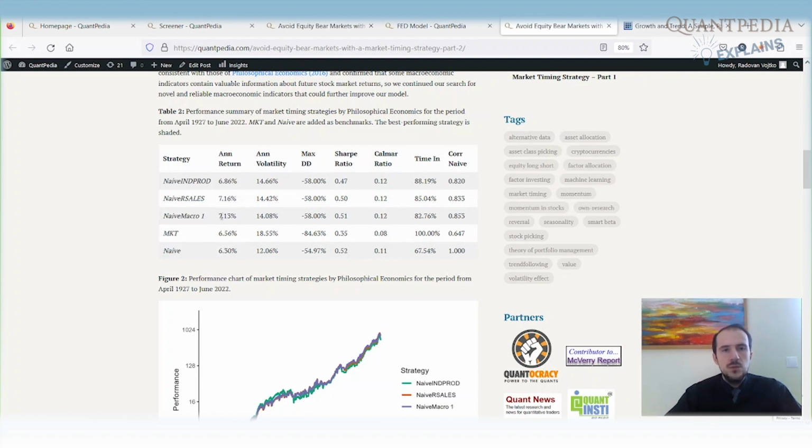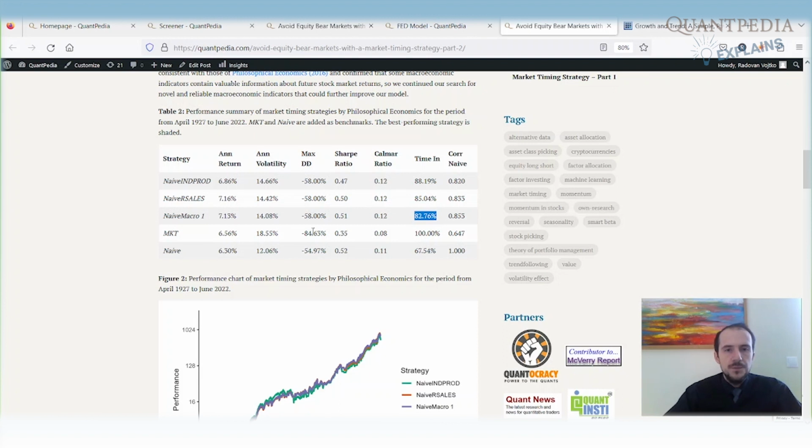What we can see is that we have a higher annual return, and the reason for that is because we are more often in the market. Instead of just being in the market for 67% of the time, as in the case of price-based strategies, we are in the market 82% of the time. So we are significantly more in the market.